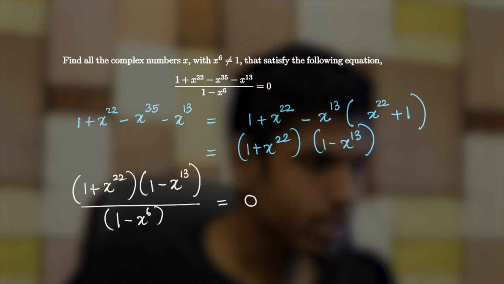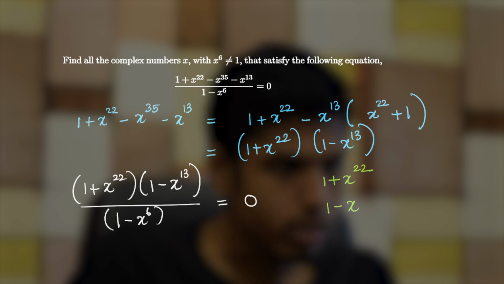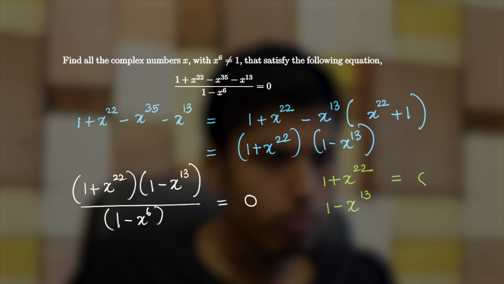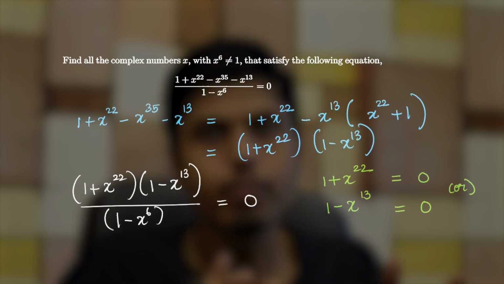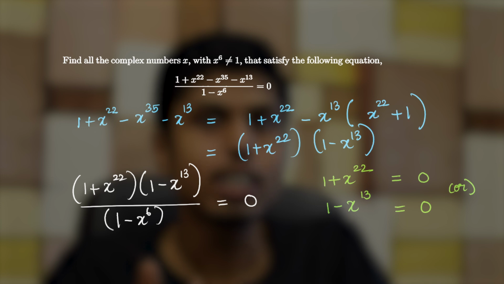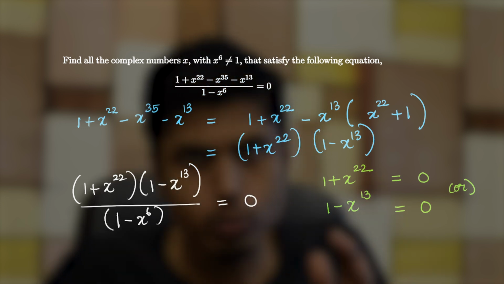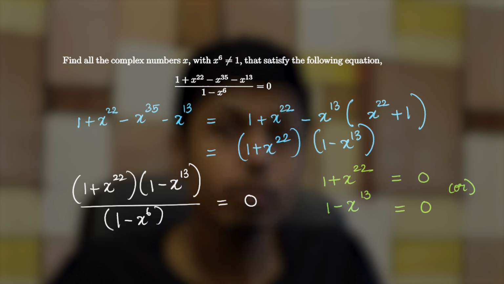The factors are precisely 1 plus x power 22 and 1 minus x power 13. So if one of them goes to 0, then the entire expression evaluates to 0. And if both of them are non-zero, clearly the expression cannot evaluate to 0. So let's impose the condition that one of them must go to 0.